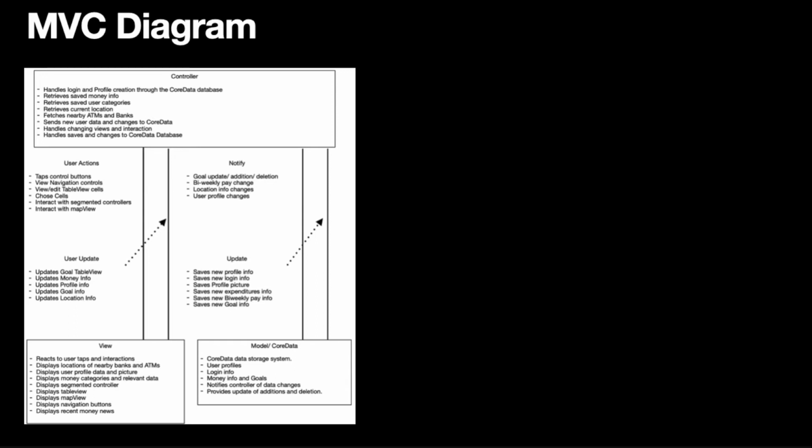So in the top right, we have notify, which will run between the controller and the model. The controller will notify the model of any data changes, such as the biweekly pay change, location info changes, or user profile change. And finally, we have the update at the bottom right here, which will also go between the controller and the model. And this will basically just update the model of any new information, as in new profile, new login information, new pictures, anything that's just newly added to the model.